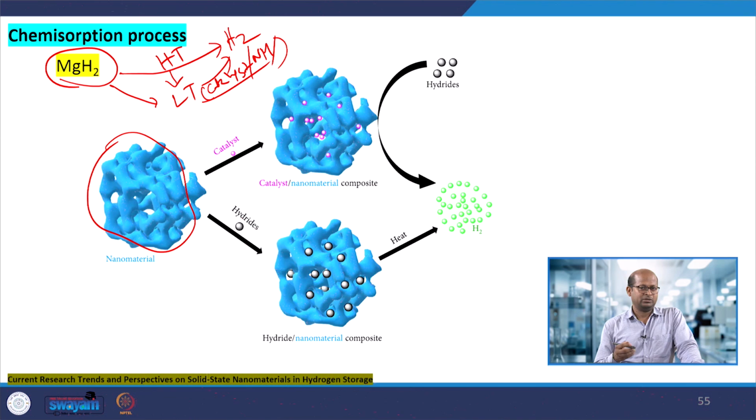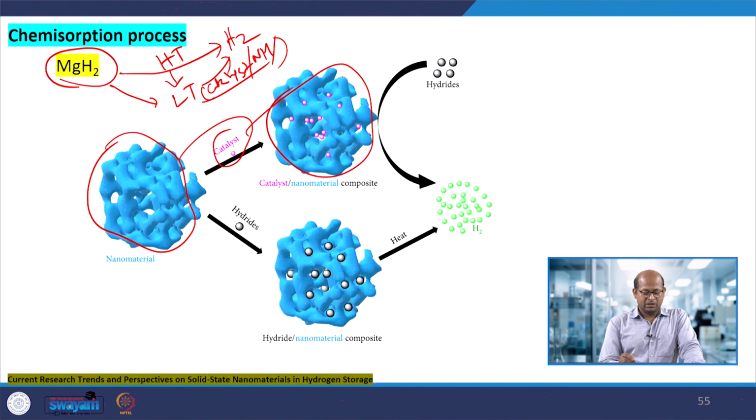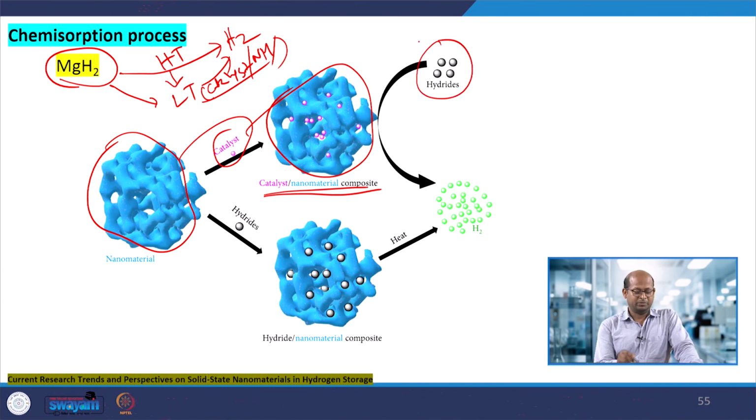Once hydrogen is adsorbed and we want to release it, first we take nanomaterials, and then we can impregnate a catalyst over them. The catalyst and nanomaterial composite we can mix, and this composite we can use directly with the metal hydrides. If we maintain some temperature, then we can get hydrogen from these hydrides. Okay.